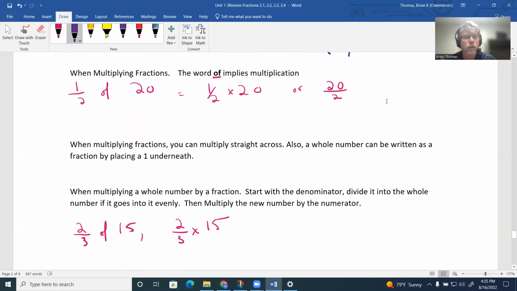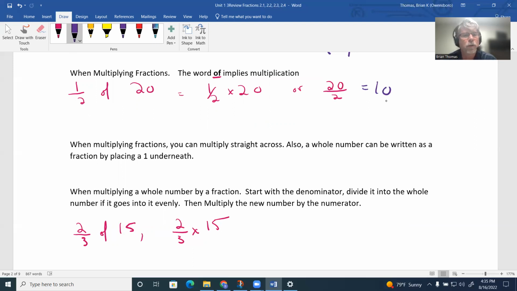When multiplying fractions, a lot of times we'll pick up on this word of. The word of implies multiplication. So if I have half of 20, that means the same thing as 1/2 times 20, or 20 divided by 2. So half of 20 or 20 divided by 2 would be 10.